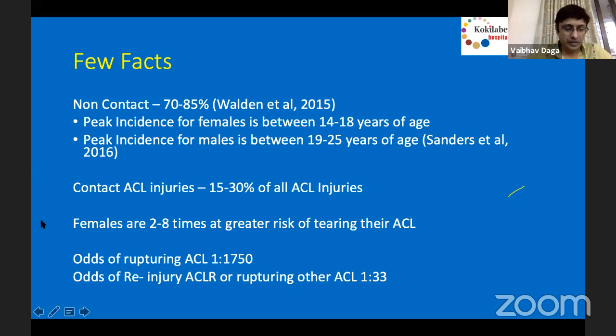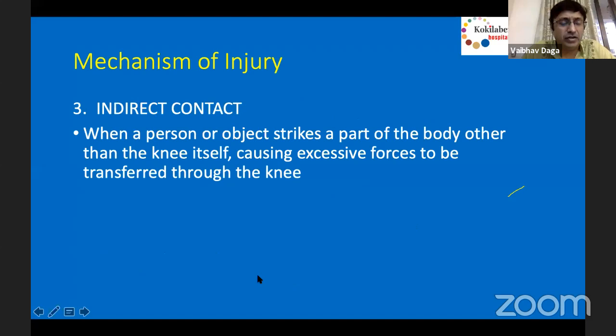Okay. So sorry, let me get back to the previous slide again. Mechanism of injury: indirect contact is the third way of injuring an ACL. When a person or object strikes a part of the body other than the knee itself, causing excessive forces to be transferred through the knee.